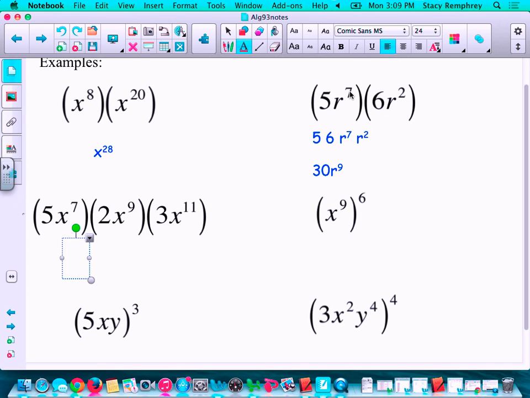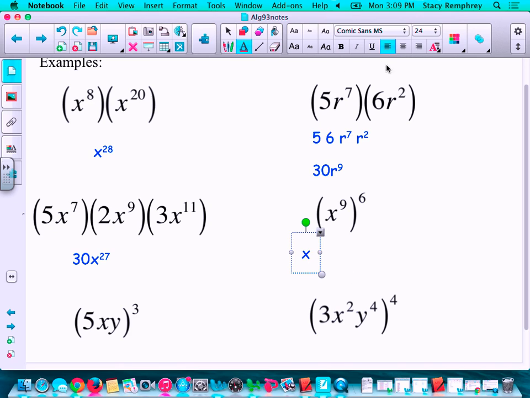This one, and again, remember up here, this was a 5. It wasn't 7 5s in a row. This was a 6, not 2 6s. So here I'm going to multiply the coefficients. 5 times 2 times 3. Well, that's 30. I have 7 x's, then 9 more x's after that, then 11 x's after that. So it's a big, long chain of x's we're adding. 7 plus 9 plus 11, and that will give us 27.